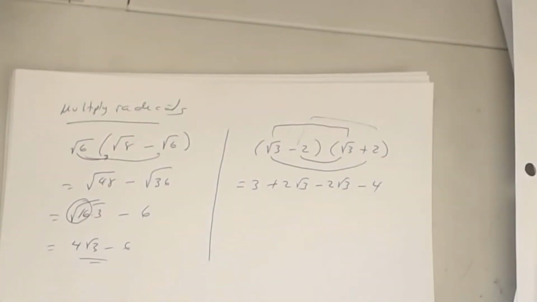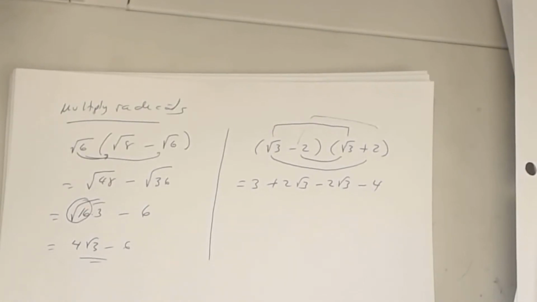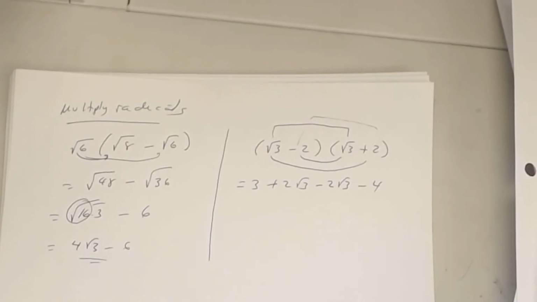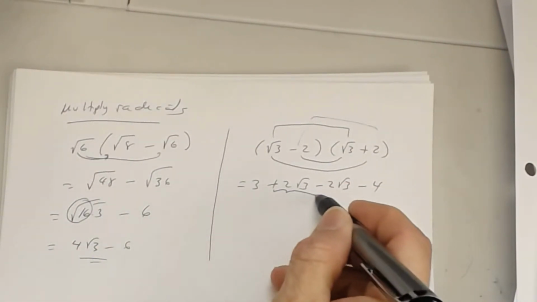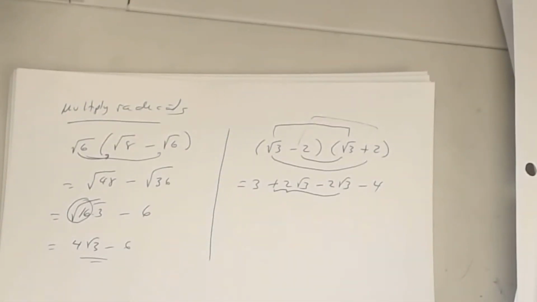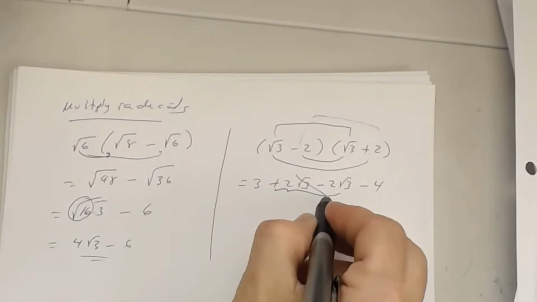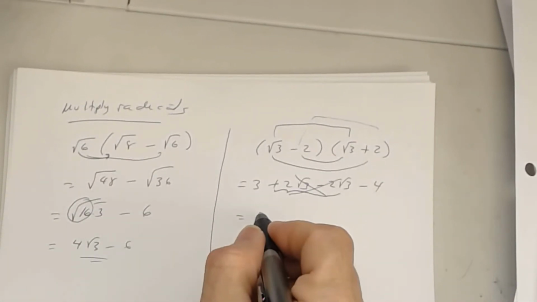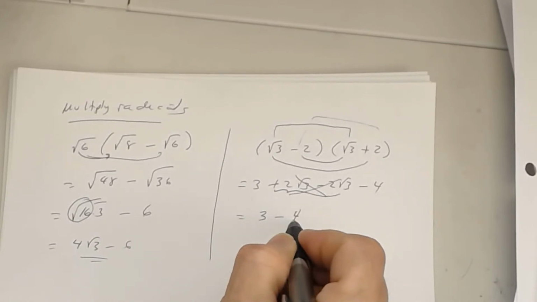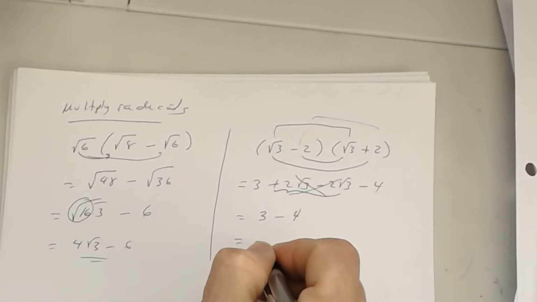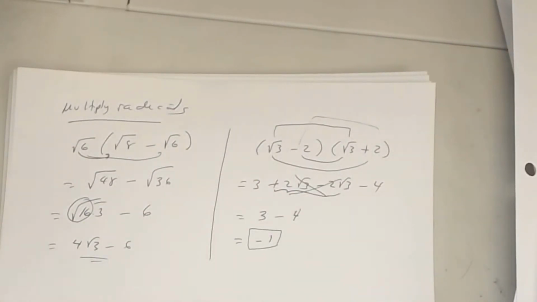Okay, so that's where I'm at. So remember when you multiply two binomials and use FOIL, you end up with how many terms? 4. Now, let's see if we can combine any of them. Can I combine any of those terms? Yes, the outer and the inner. What's a positive 2 square root of 3 and a negative 2 square root of 3? 0. So I'm left with 3 minus 4. Can I combine that? Yes. What's the answer? Negative 1. Okay?